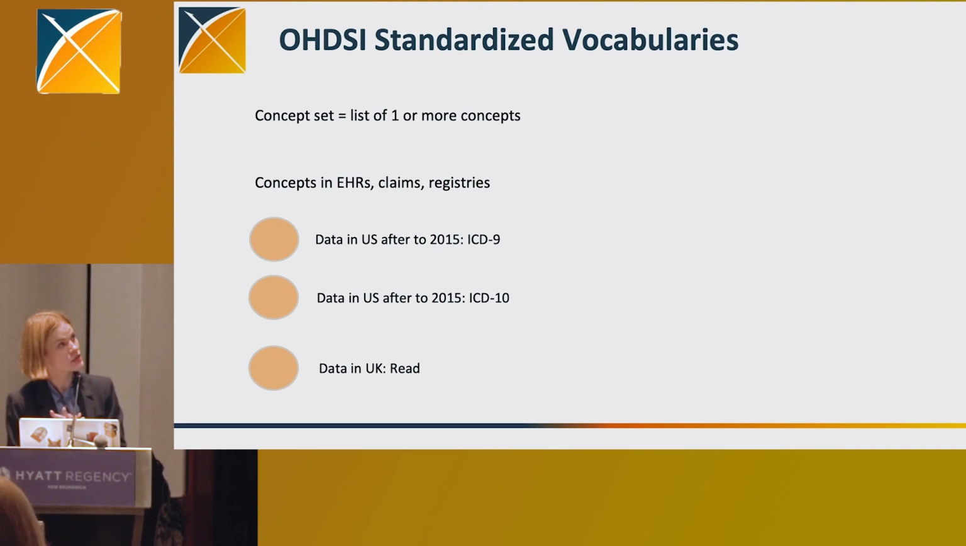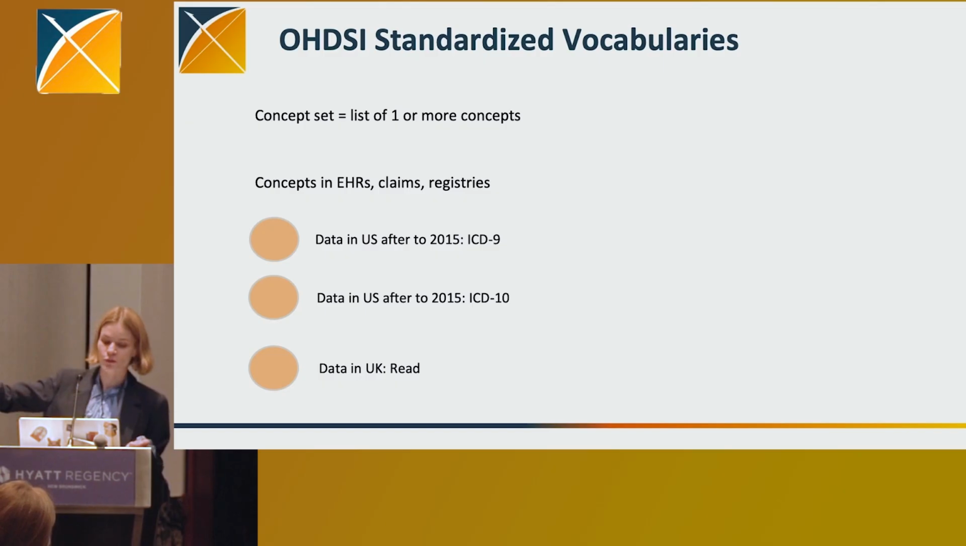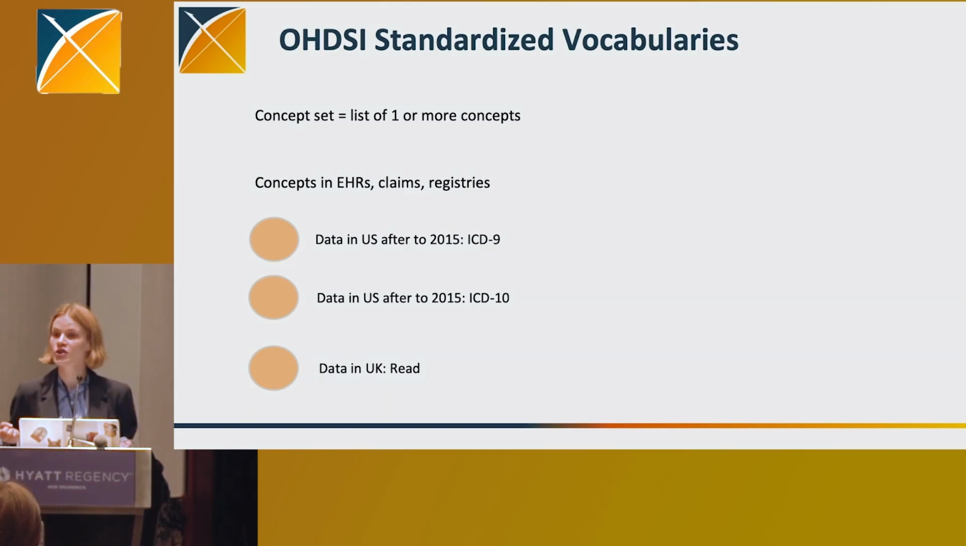So the concept set is one or more concepts, and when we say concepts, we mean codes that are used in the source data in electronic health records, claims, registries, whatever kind of data you have. For example, if we look at the data in the US before 2015, the codes that you can find for conditions will be ICD-9 codes. After 2015, ICD-10 codes. Data in UK will be coded in the Read codes. So concept sets are the list of one or more of these codes.